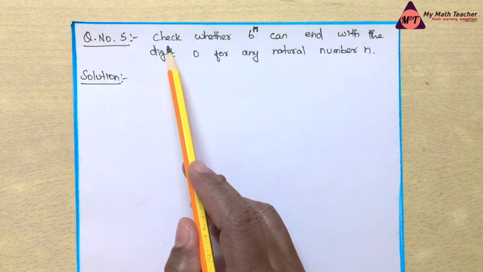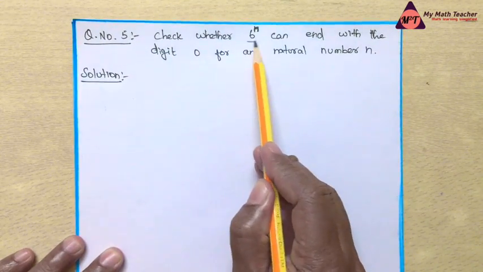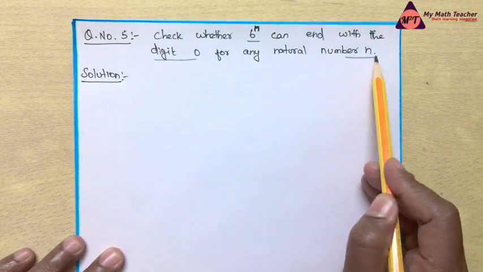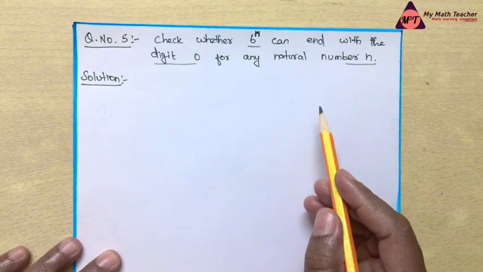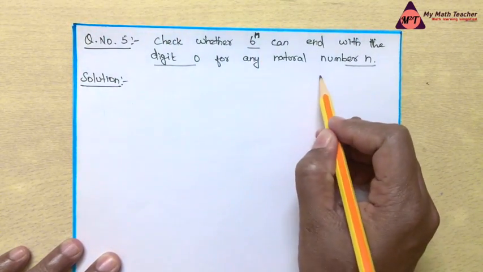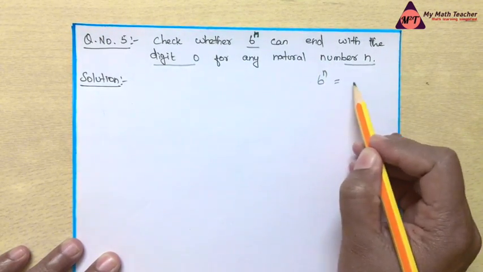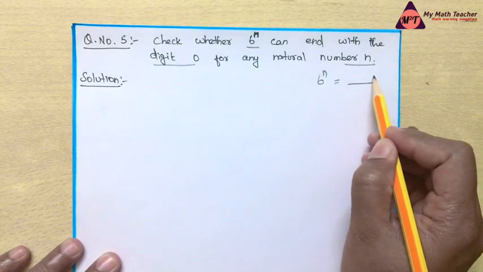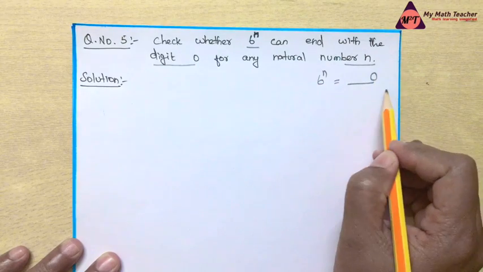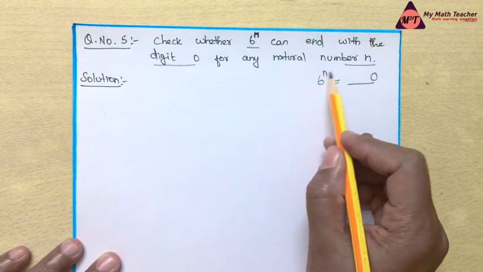Question 5 is, we have to check whether 6 power n can end with the digit 0 for any natural number n. Okay. First step, we have to understand the question clearly. The question given is 6 power n, this value, will it end with 0? The end digit should be 0, whether it is possible or not possible. That's what we have to check, where n is a natural number.